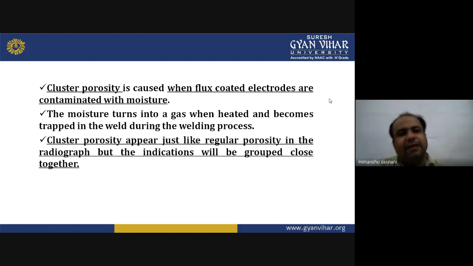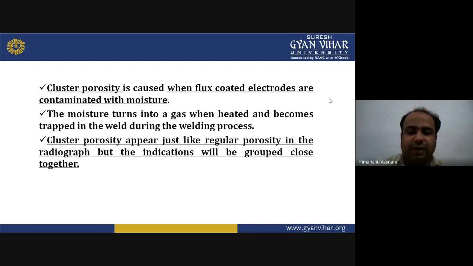It is just like regular porosity. Cluster porosity appears just like regular porosity in the radiograph, but the indications will be grouped close together. It is the same as regular porosity, but in the form of a cluster. It is due to the moisture.